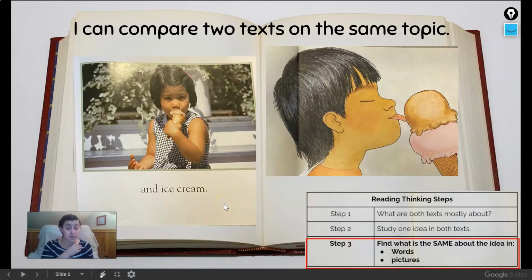Is that what you came up with? Great. So we've been able to find out that the idea is about our five senses and focuses on the sense of taste, and we're able to see that both children are using their tongue to taste ice cream.